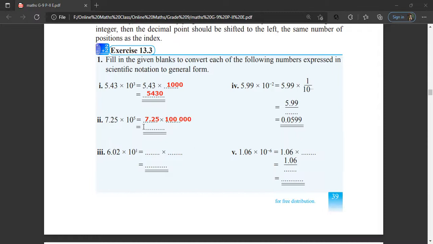After the decimal place, 5, no? So you have to add 5. That means 7 is already here. Then 2, 1, 2, 3, 4, 5. Understand? So what is the answer? 725,000 should be the answer. Understand? Are there any mistakes?